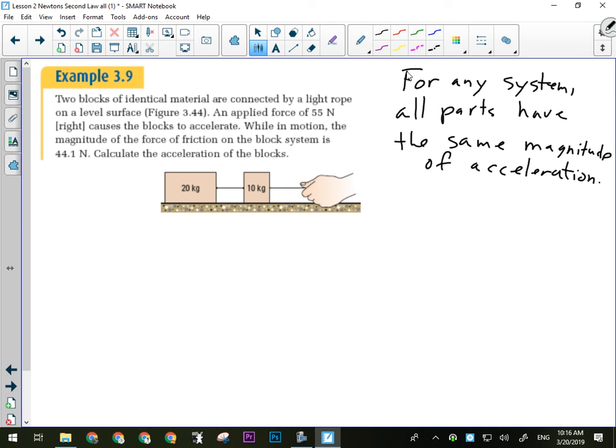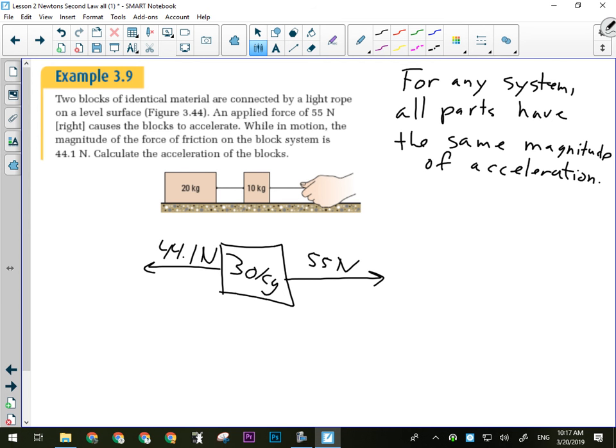So really what we have here is a 30 kilogram system being pulled this way by 55 newtons and resisted this way by 44.1 newtons. That's really all that's going on here. So can I calculate the net force on the system? Yes. So I'm going to go 55 minus 44.1, which should be 10.9, right?